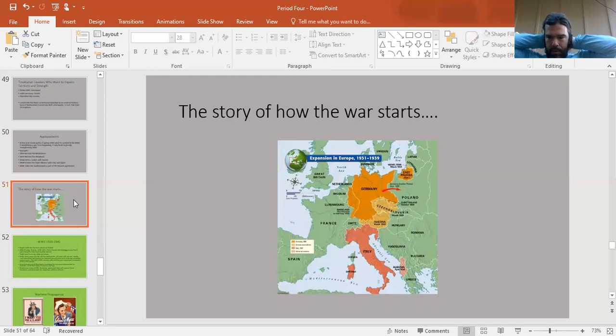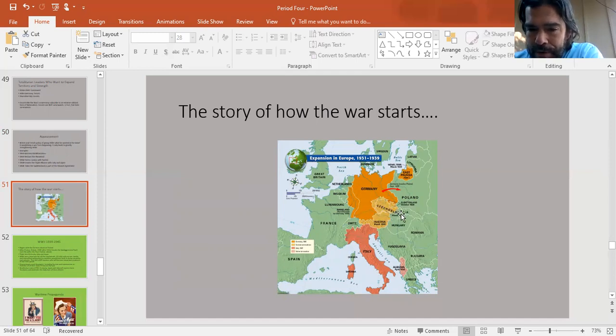To make things worse for Britain and France, after this, by February of 1939, Hitler has control of Germany. He now has control of all of Czechoslovakia. He has control of Austria. He has this alliance with Italy, and he has an alliance with the Japanese.